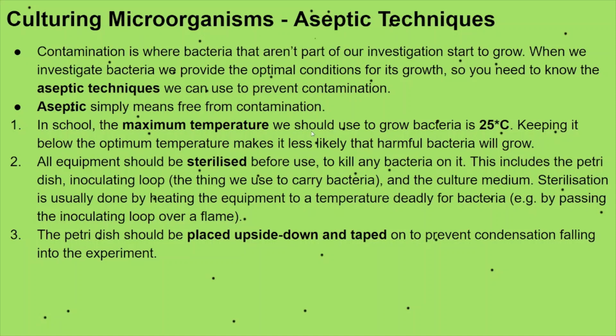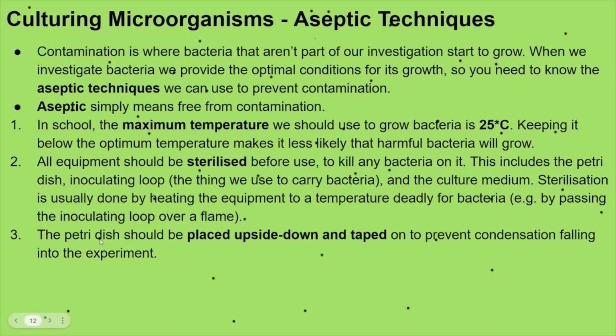Keep the temperature to a maximum of 25 degrees Celsius. This is 12 degrees below the optimum of 37, if you remember that from the previous slide. All equipment should be sterilized before use, which is usually done by heating the equipment to a temperature deadly for bacteria. This includes the Petri dish, the culture medium, and the inoculating loop, which is a loop that we use to carry bacteria. Go look it up if you don't know what it looks like. We can pass it over a flame to sterilize it.